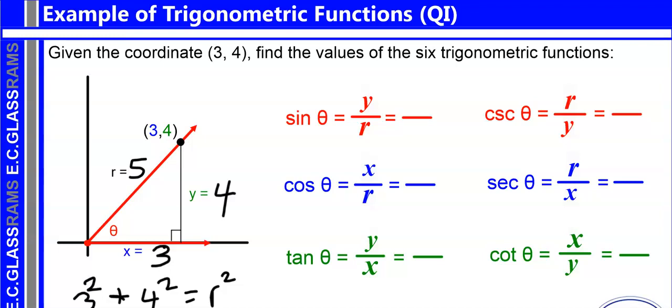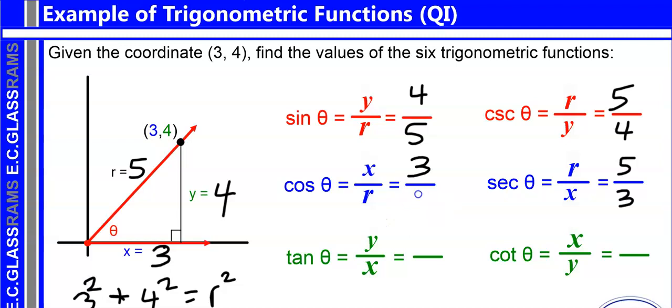So now that we established what x, y, and r is, we can now plug in and find the values of each trig function. So sine is y over r, which is 4 over 5. But if sine is 4 over 5, then cosecant is the reciprocal of it, then it would be 5 over 4. Cosine is x over r, so this time it's going to be 3 over 5. And secant is the reciprocal of it, so it's going to be 5 over 3.